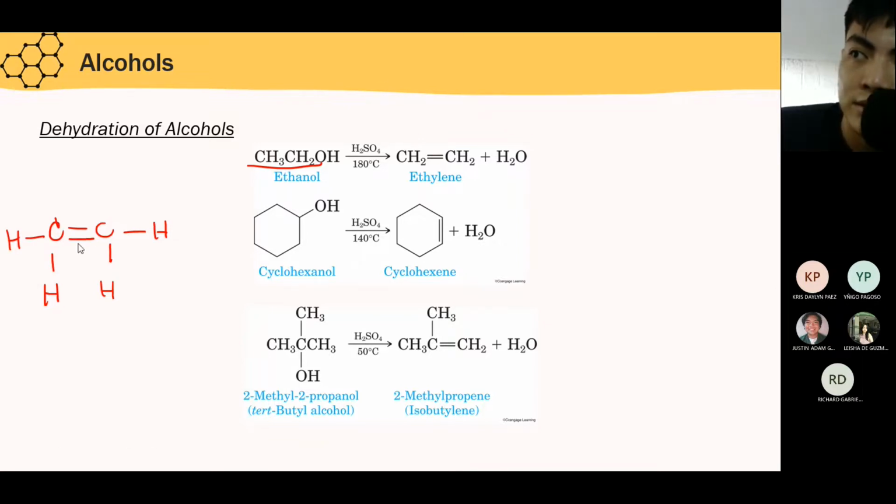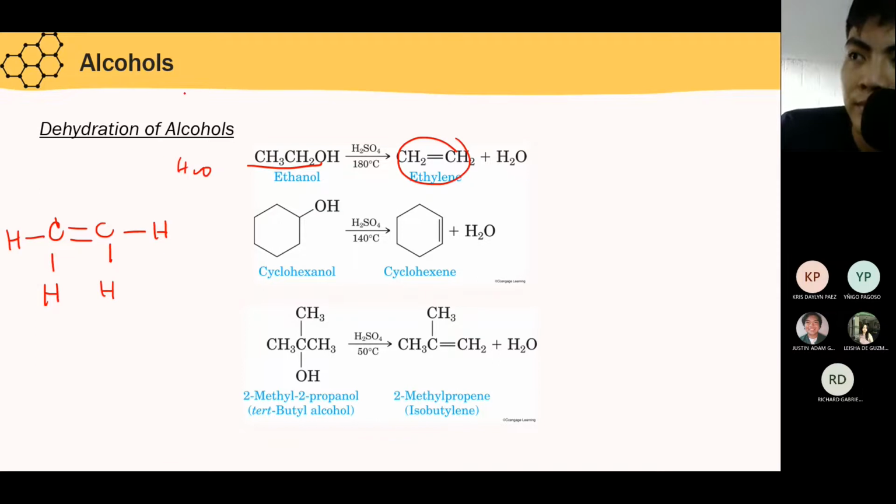Okay? So again, paano uli yung gagawin? Mag-draw ka muna ng Lewis structure para mas makita mo. Itong OH, kukunin niya yung hydrogen ng kabilang carbon. Again, ng kabilang carbon. So kukunin nila, magsasama sila to form water. So H2O na sila. Then yung natira, gawin mo na lang double bond. Okay? So yan. So yun yung dahilan bakit yun yung product natin, ethylene.